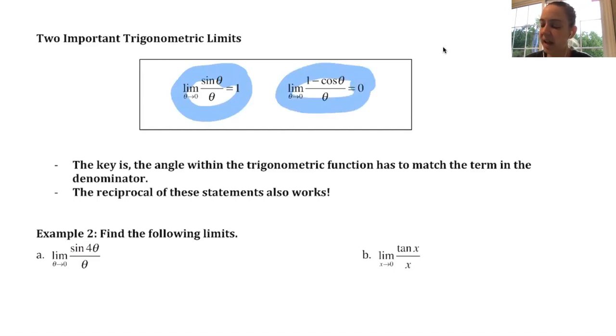The key is the angle within the trig function has to match the term in the denominator. And the reciprocal of those two statements also works. So when I say reciprocal, I mean you can flip them over and they're still true.